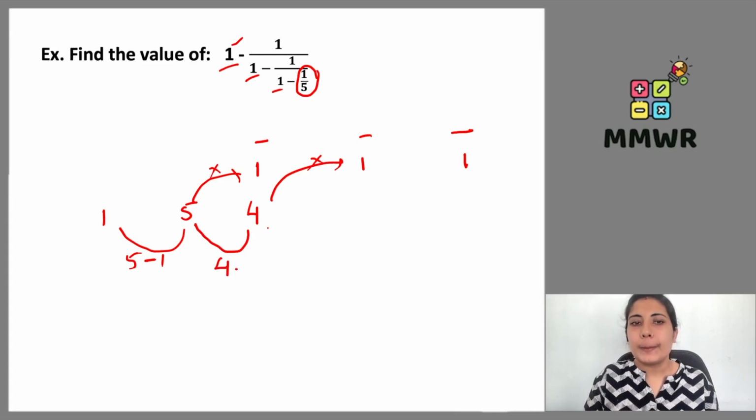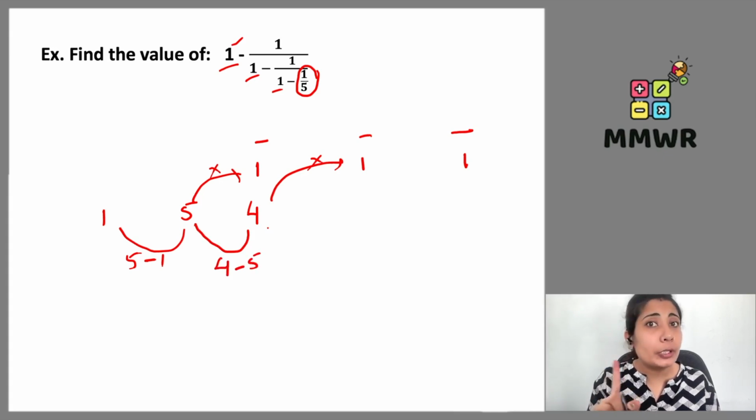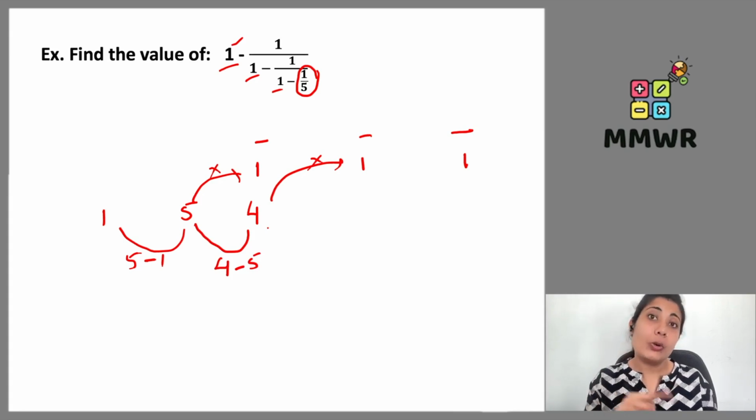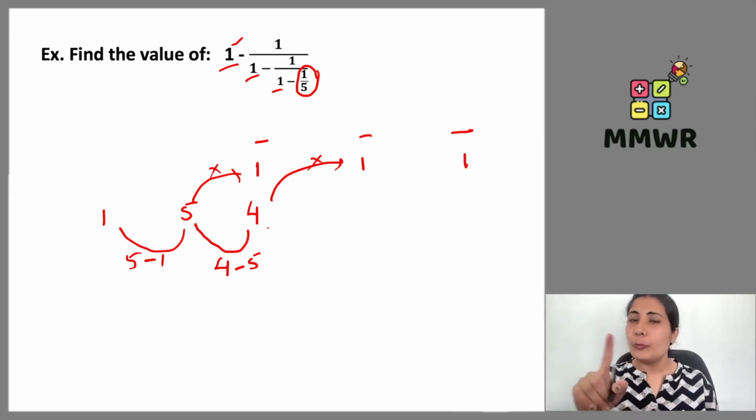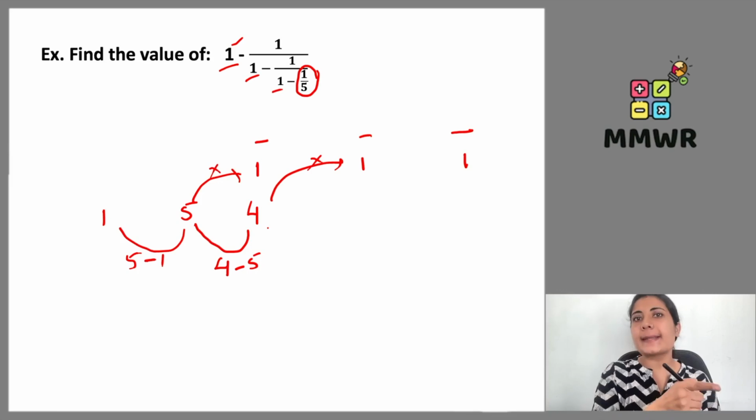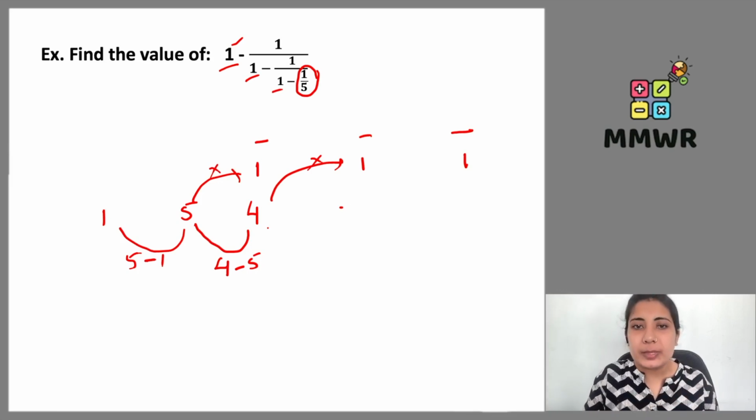4 ones are 4 minus 5. You don't have to do it in this way. बड़े में से छोटा जो आ रहा है वैसे ही simplify करेंगे. 4 ones are 4 minus 5. So 4 minus 5 gives me minus 1.